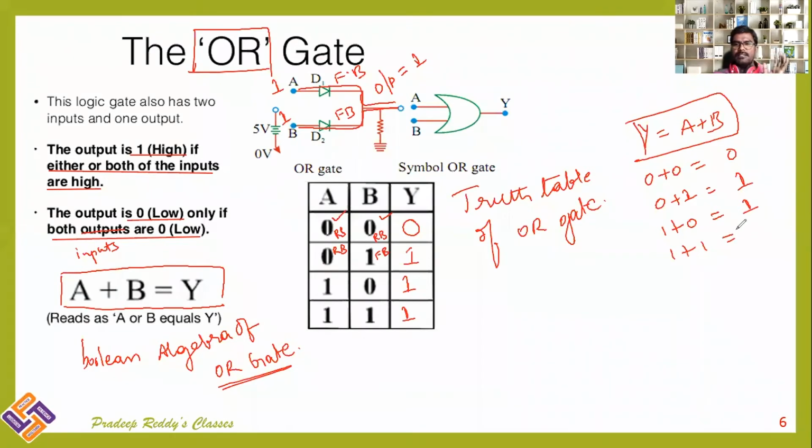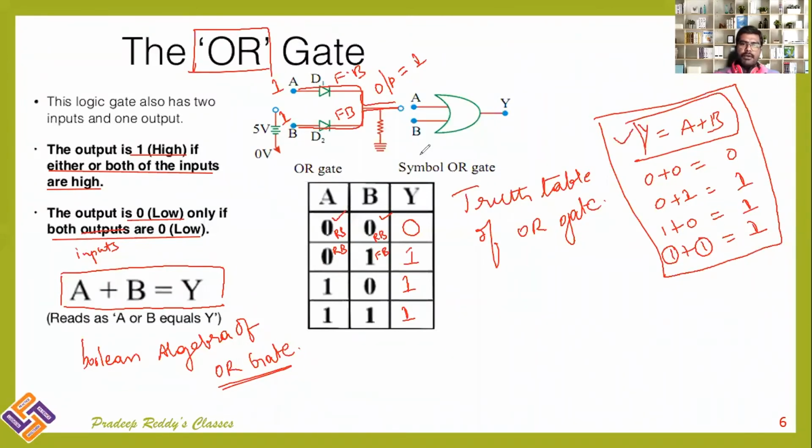For normal scalars and usual algebra, we consider 1 plus 1 as 2. But in Boolean algebra, you should consider 1 plus 1 this way: 1 is high, the other one is also high. If both the inputs are high, the output will be high only. Therefore, 1 plus 1 gives you 1. It's not 2. So this is the logic performed by the OR gate, and this is the Boolean algebra for the OR gate. The symbol of the OR gate is this.